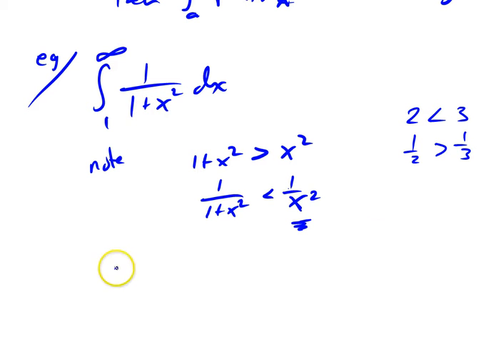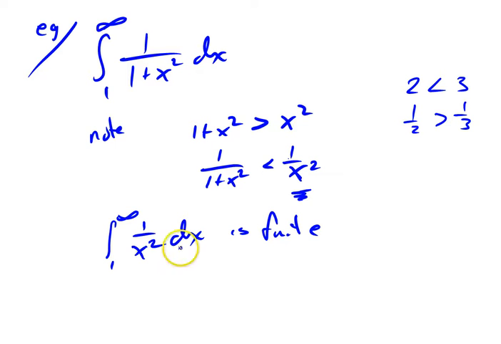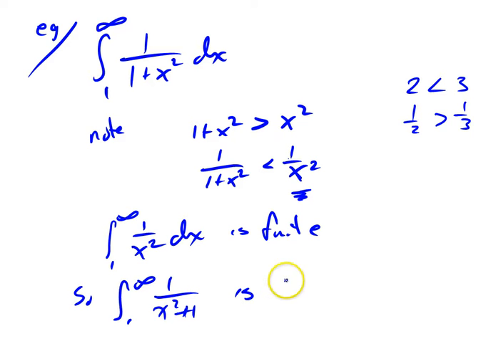What I know from a previous video is that 1 over x squared integrated from 1 to infinity is finite. I think it's equal to 1. But it's finite. This integral converges. And this is the bigger function, so the integral of the smaller function must also converge. It's finite as well.